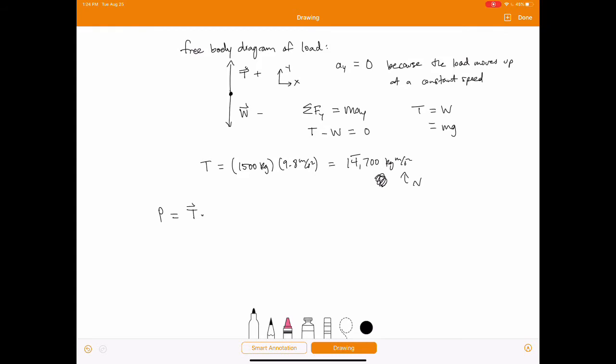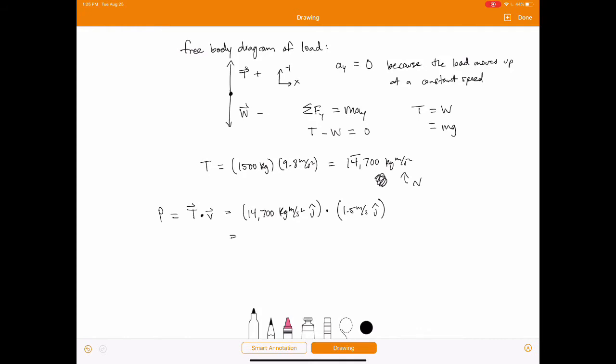that's the tension dotted with the velocity, because again, the tension is the force that the motor is providing to pull this load upwards. So we do T dot V. And the tension we just calculated is 14,700 kilograms times meters per second squared, I should say. And to indicate that it's going upwards, we'll put a j hat unit vector right next to that. The velocity, that's 1.5 meters per second. And we also put a j hat unit vector next to that to indicate that the velocity is also going up.